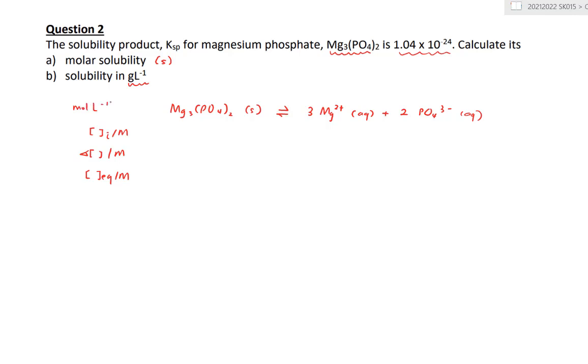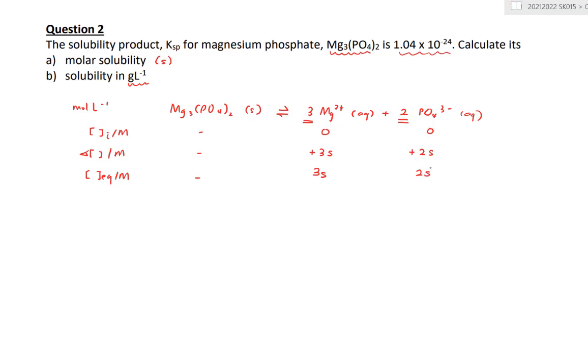Alright, so the solid ionic salt has constant concentration, so we dash it, and the initial concentrations for Mg2+ and phosphate ion are 0. The change in concentrations follows the stoichiometric coefficient. So for magnesium Mg2+, we plus 3s. So the equilibrium concentration, you have 3s. Whereas for your phosphate ion, the coefficient is 2, therefore we will plus 2s. So the equilibrium concentration equals 2s.